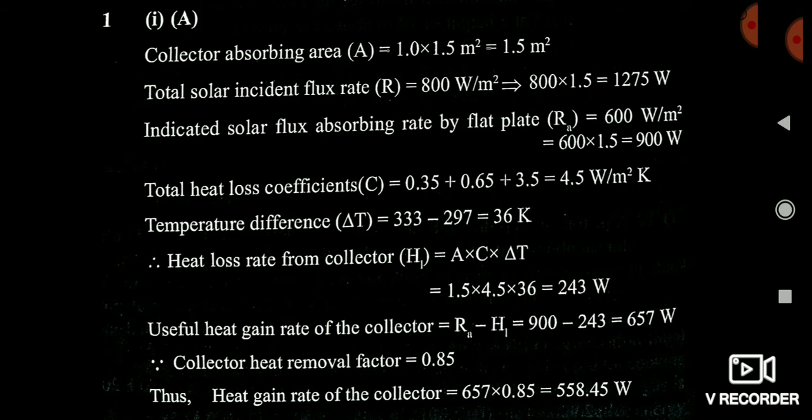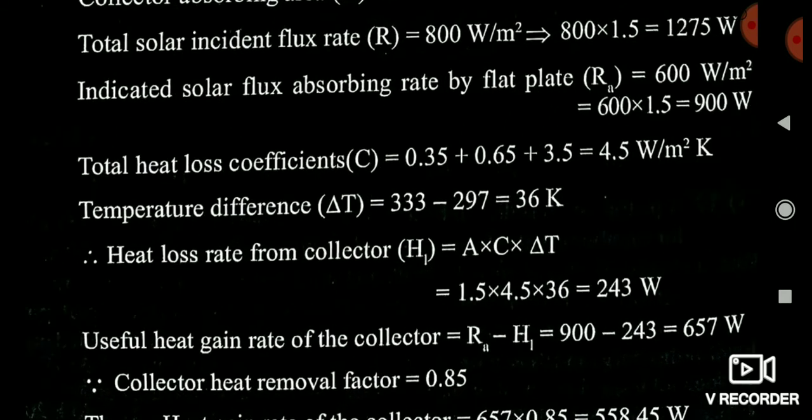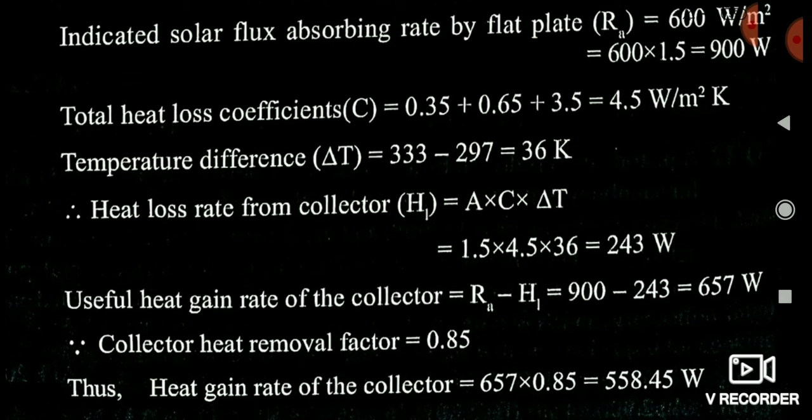600 watt per meter square, and when you multiply the 600 watt with the area 1.5, you get 900 watt. So 900 watt minus 243 is 657. Here you can clearly see that 900 minus 243 is equal to 657. This is our useful heat gain by the collector.